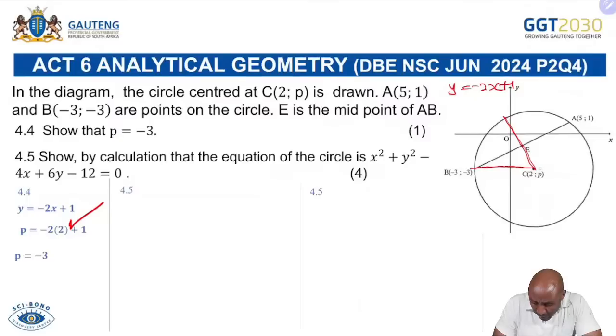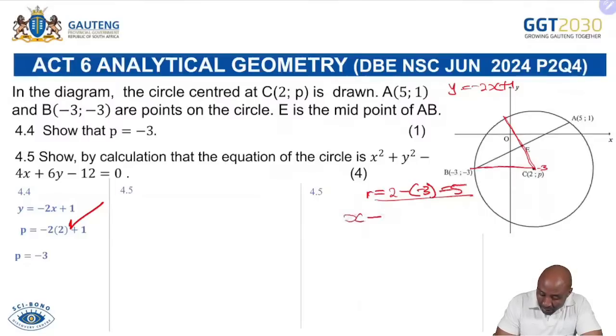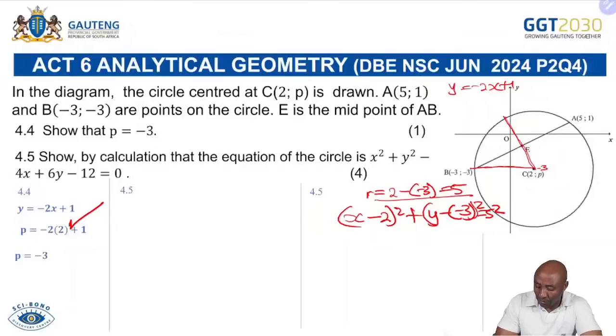BC becomes the radius. Here we have our negative 3. Here we also have negative 3. It means this is a horizontal distance. We are able to deduce that our radius is going to be 2 minus negative 3, giving us 5 units. And the equation of our circle, we know that it's given by x minus our x at the center, which is 2, plus y minus negative 3, all squared, is equal to our radius, 5 squared.